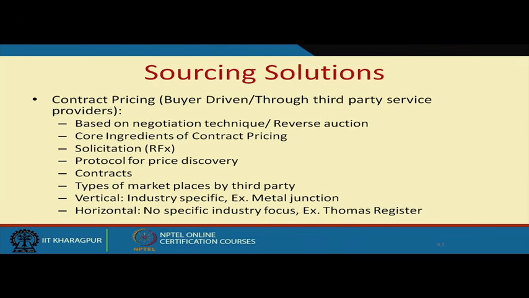For carrying out this, as I was telling you, you can have either a third party service provider, or you can have a focus group that is not industry specific. When it is industry specific, we say it is a vertical connection, and when it is not industry specific, we say it has a horizontal focus.